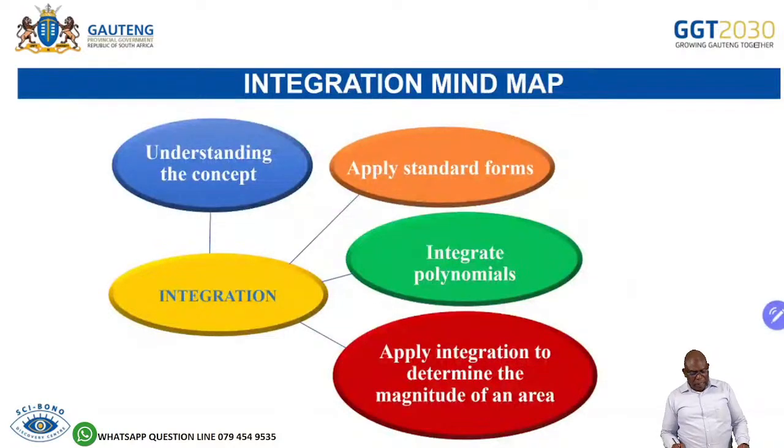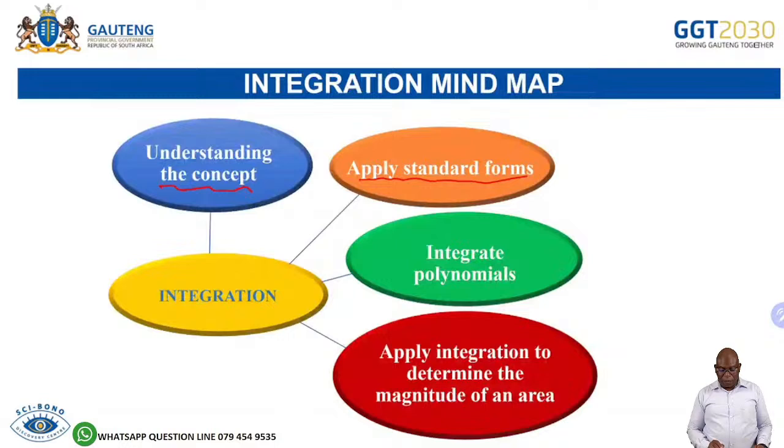Now let's look at the mind map of integration. All the things that I've been talking about there, we need to understand the concept. What is it all about? We need to be able to apply the standard forms of those. We need to be able to integrate the polynomials given. We also need to apply integration to determine the magnitude of an area. Those are the 4 things that we need to be looking at. We must understand this concept. What is it that we are doing under integration? How do we apply the standard forms of the integration, and how do we integrate polynomials? Then how do we apply the magnitude of the area of that?